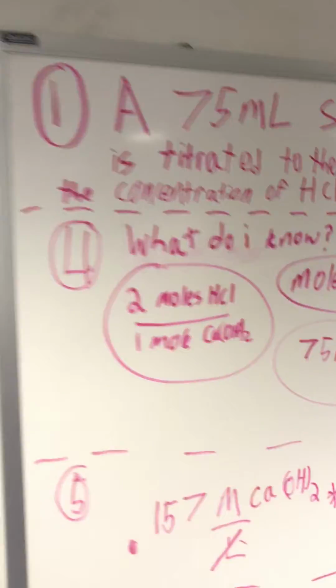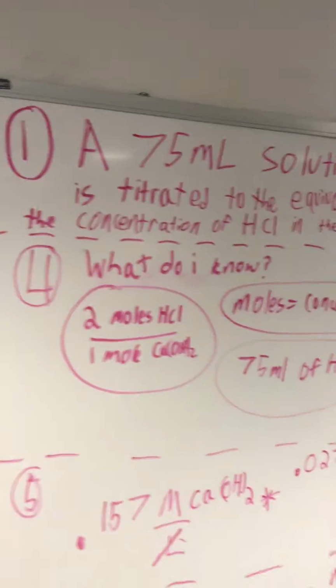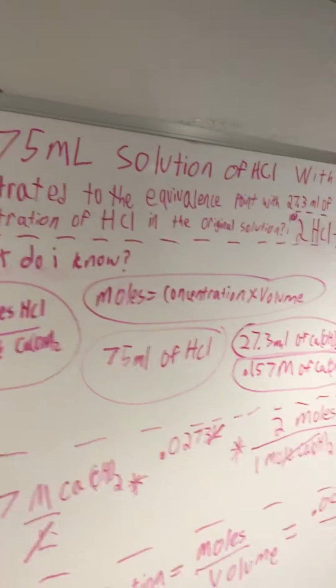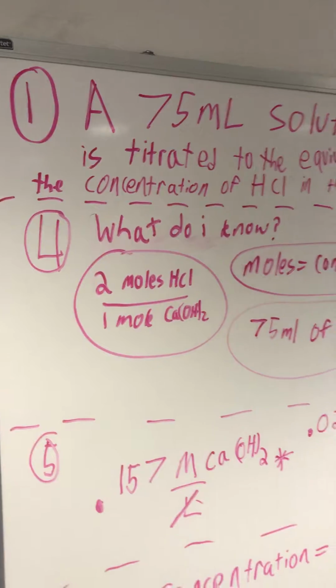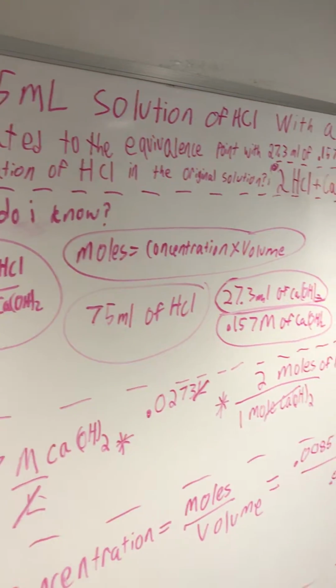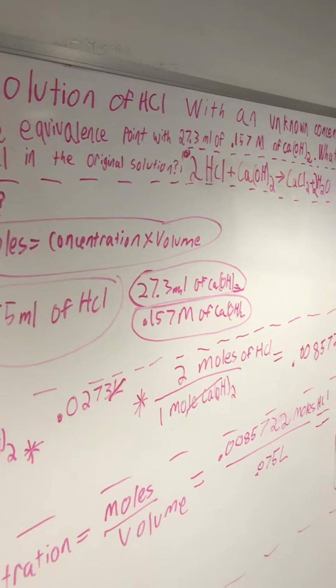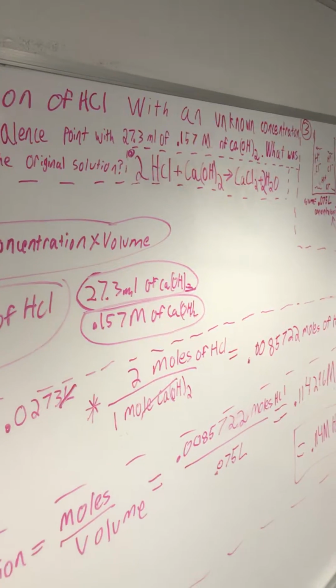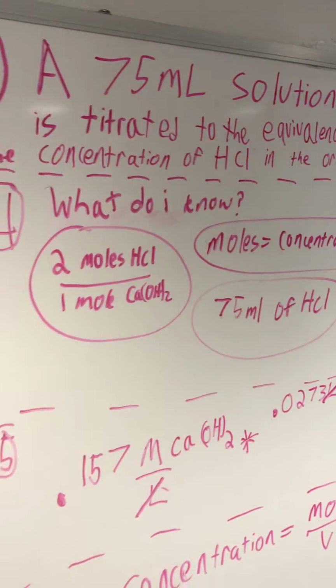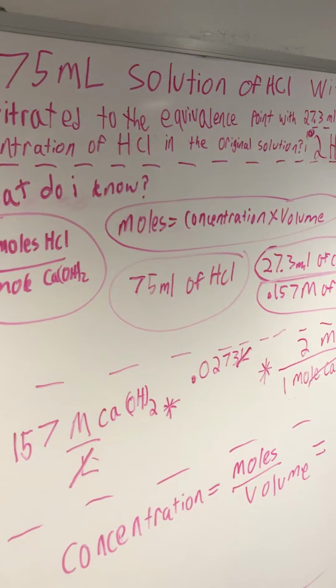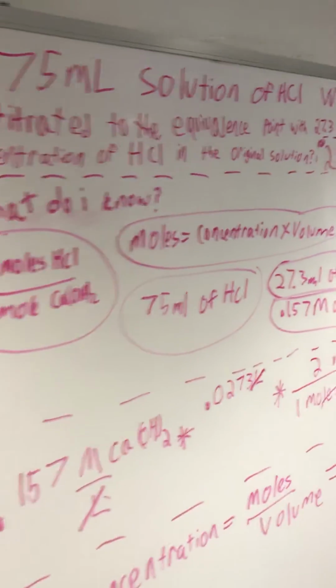So the first step to solving any problem is to read the question carefully and deliberately. A 75 milliliter solution of HCl with an unknown concentration is titrated to the equivalence point with 27.3 milliliters of a 0.157 M solution of Ca(OH)2. What was the concentration of HCl in the original solution? This can seem overwhelming, but it's really a simple question.